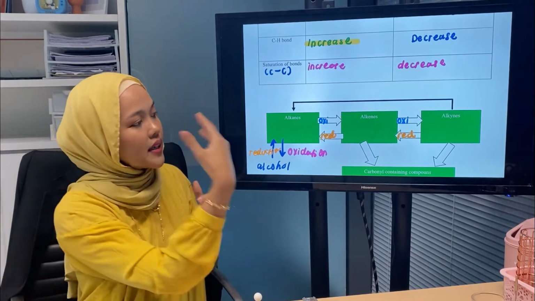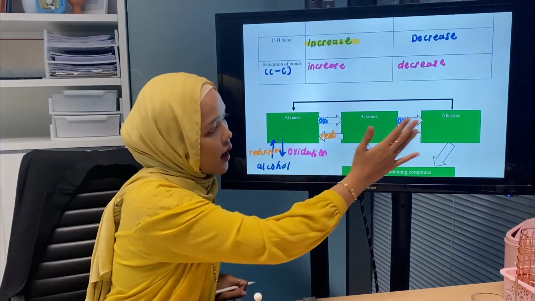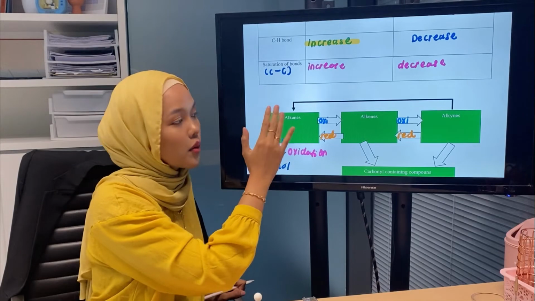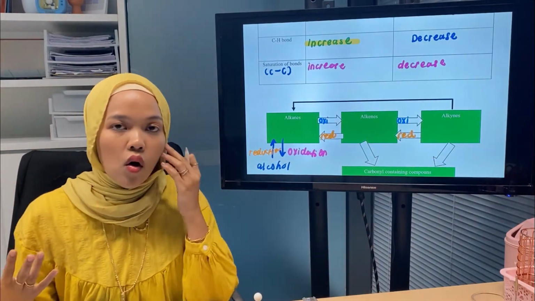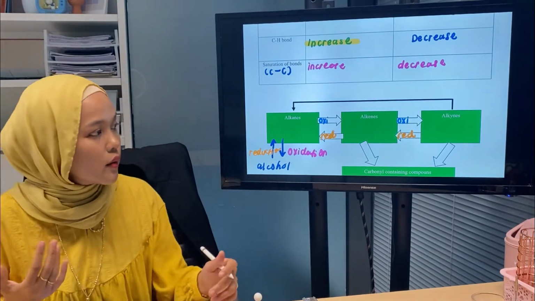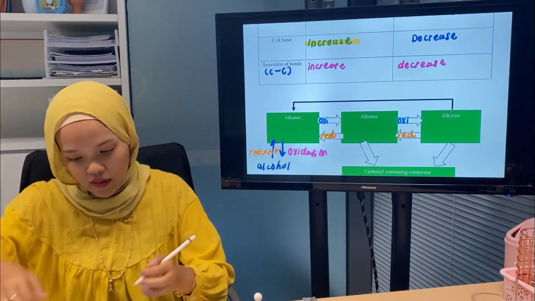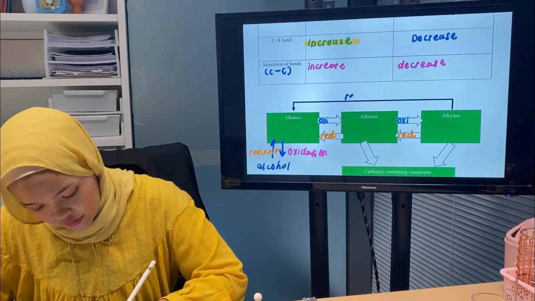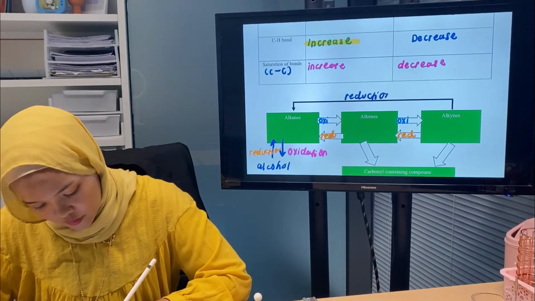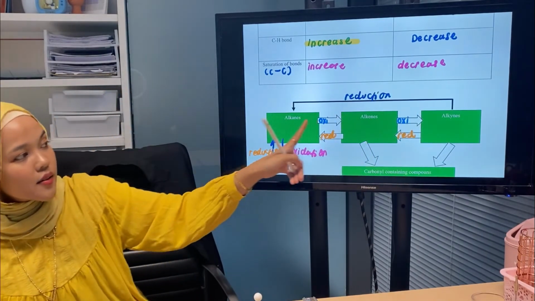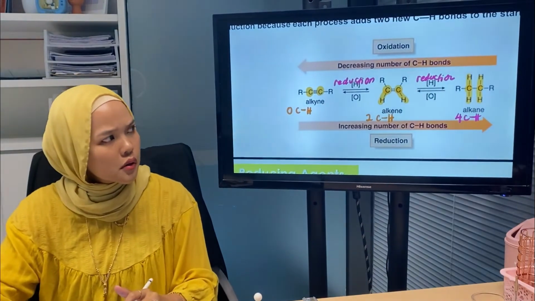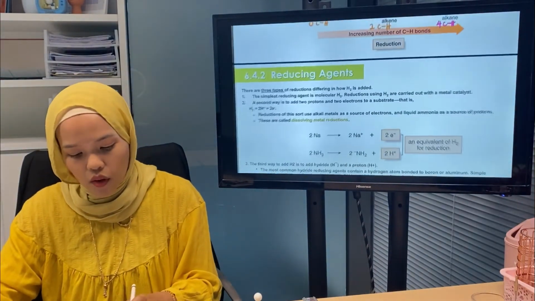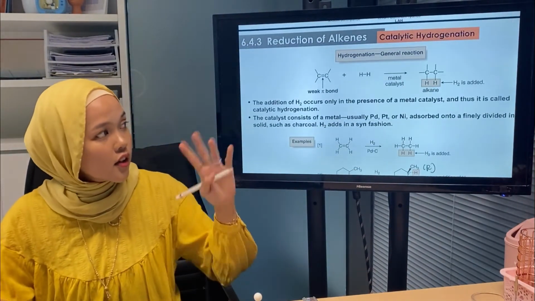Because I said you can change from alkyne to alkene to alkane, and from alkane to alkene and alkyne. Now I want to discuss only the reduction, which is going this way. So here, the reduction process. Going this way, the reduction process, I am going to discuss that. So when you want to do reduction, like this and so on.